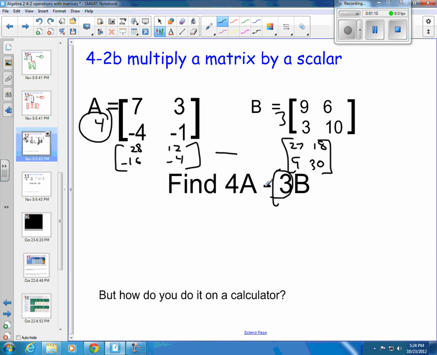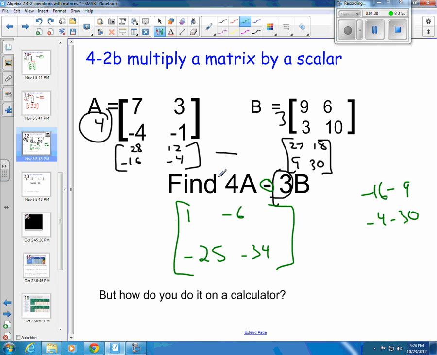Then the last part I need to do is do my subtraction here. So I'm going to subtract the two matrices. So I got my first element, 28 minus 27 is a 1. 12 minus 18, that would be a negative 6. Negative 16 minus 9 would be a negative 25. And then negative 4 minus 30 would be a negative 34. And that would be my resultant matrix from taking 4A minus 3B.